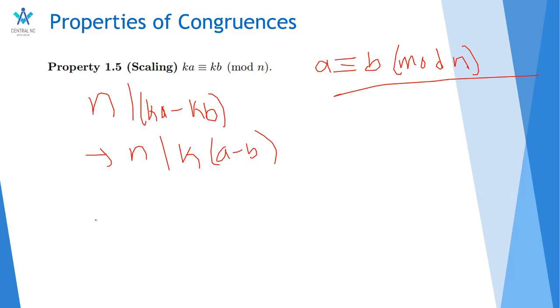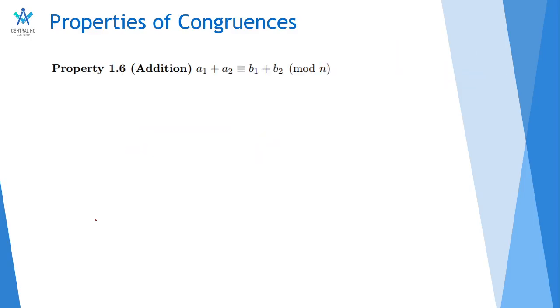Since n divides into a minus b, n obviously has to divide into k times a minus b. So this is proven. Property 1.5. Property 1.6, addition: A1 plus A2 is congruent to B1 plus B2 if A1 is congruent to B1 and A2 is congruent to B2. So let's look at this.